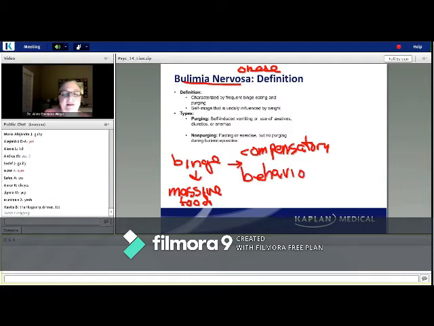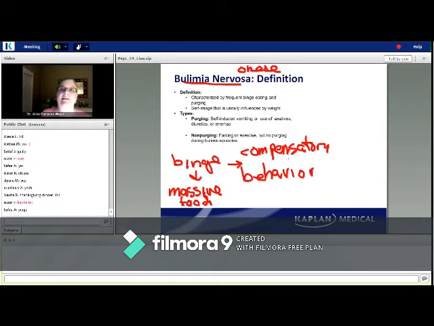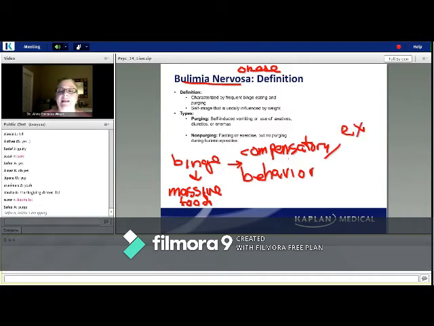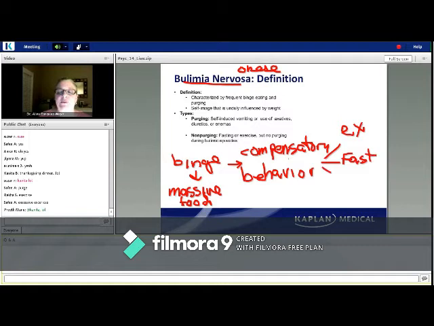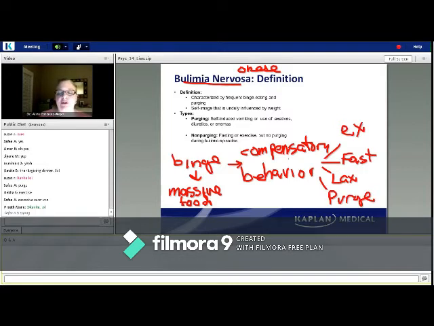What is this compensatory behavior? This compensatory behavior is something that they do to get rid of the food. So what could it be? Well, if I eat 4 pizzas, then I'm going to exercise. I'm going to go to the gym, and I'm going to run 10 miles. Or, you know what? I'm going to fast the next 3 days. Or, I'm going to abuse laxatives so I can poop the pizza out. Or, I might even purge.